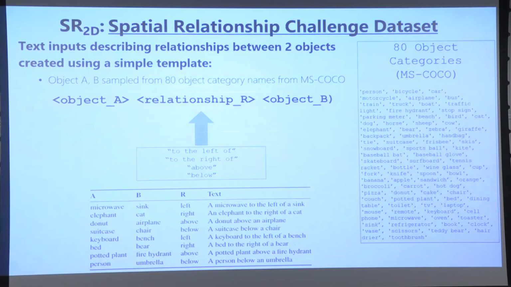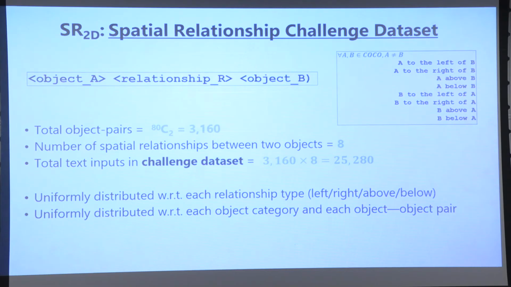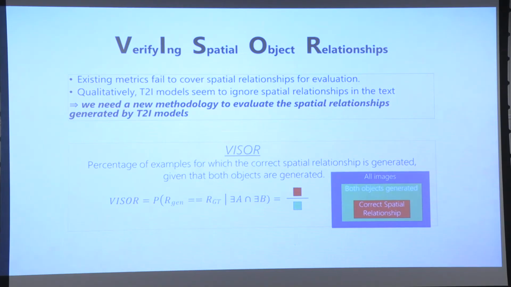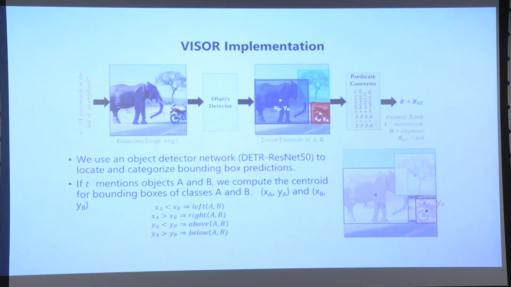With that, you can automatically create all these prompts and use them to test the T2I models. Other than the prompt data set, we also need an automatic evaluation metric. In this sense, we follow the concept that existing metrics fail to cover spatial relationships for evaluation. We propose to use object recognition as a way to automatically evaluate how well the generated content actually reflects object 1, object 2, and their relationship. Based on that, we create an evaluation metric called VISOR.